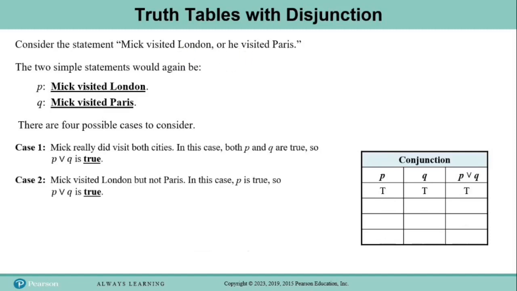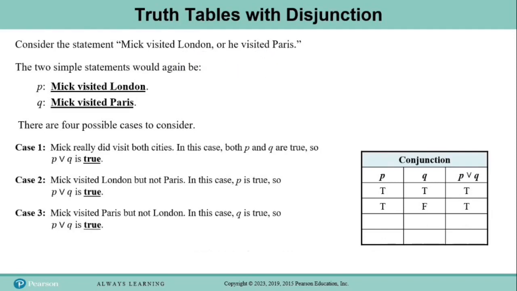So the overall statement, Mick visited London or he visited Paris, is true since both parts are true. And then let's think about case 2. So in this case, Mick visited London but not Paris. So if that happens, then statement P is true but statement Q is false. But still the overall statement P or Q is true. So think about it. Even if we know that this second part of the statement is untrue, the overall statement is still true. Mick visited London or he visited Paris is going to be true if either part is true.